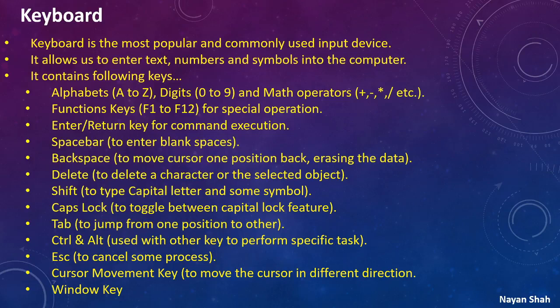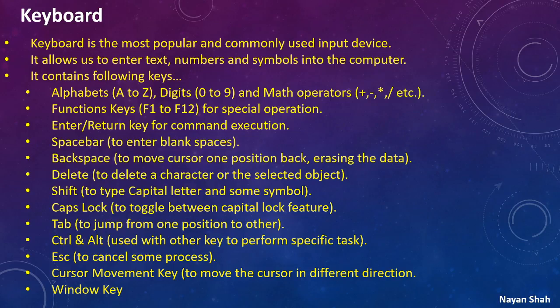And if you have not selected anything and you press Delete, it will delete the character just after the cursor position. Shift key. The Shift key is used to get some letters in capital or some symbols which are on the keyboard. If I am typing something and I want to type one character in a capital letter, I should hold the Shift key and then press that character. The Caps Lock key is used to toggle the capital lock feature. If you press once, all the alphabets will be typed in capital letters. Again if you press, then all the alphabets will be typed in small letters.